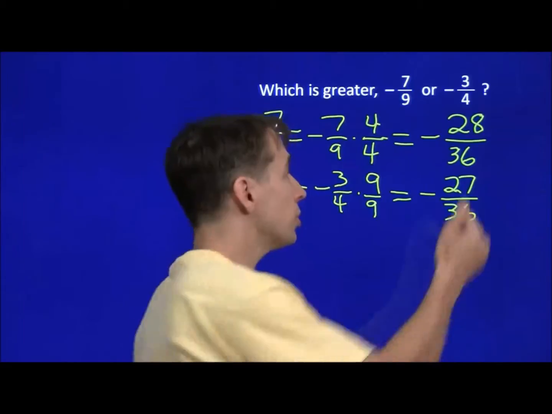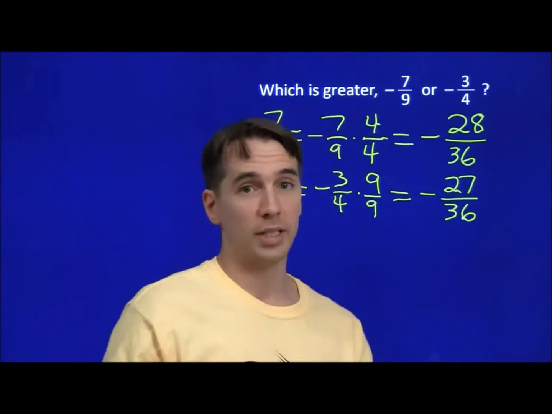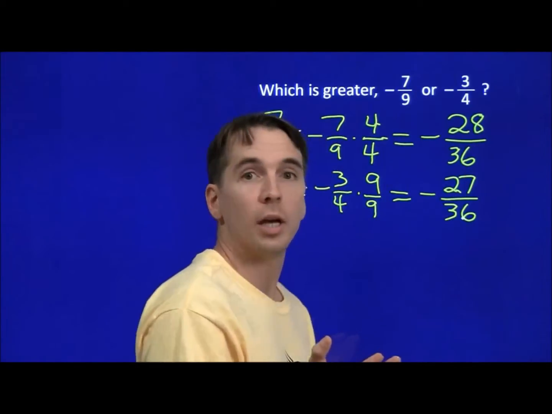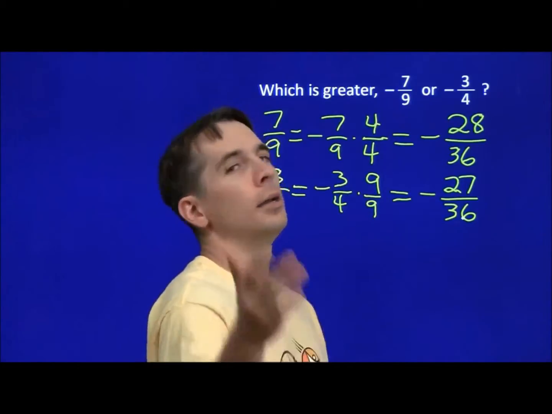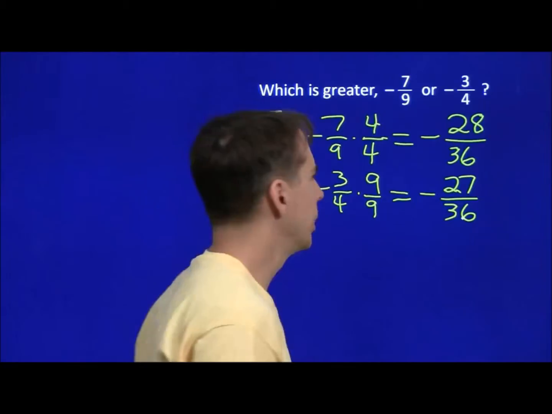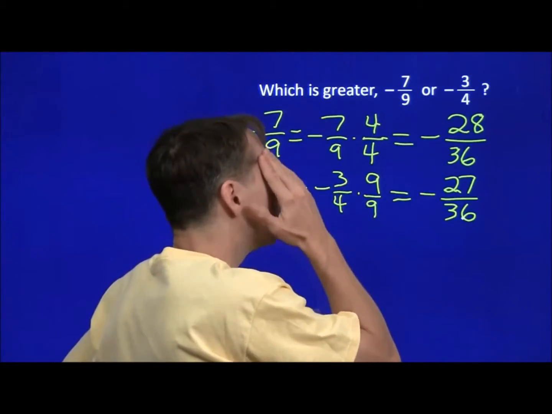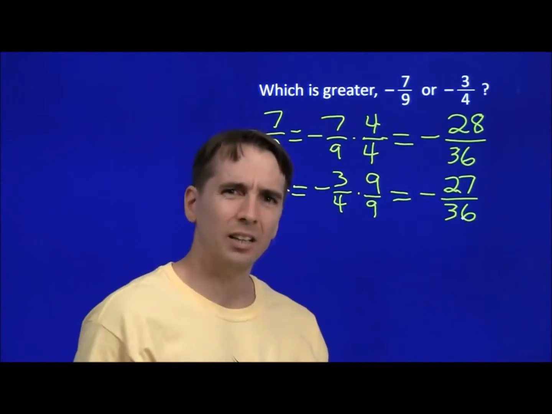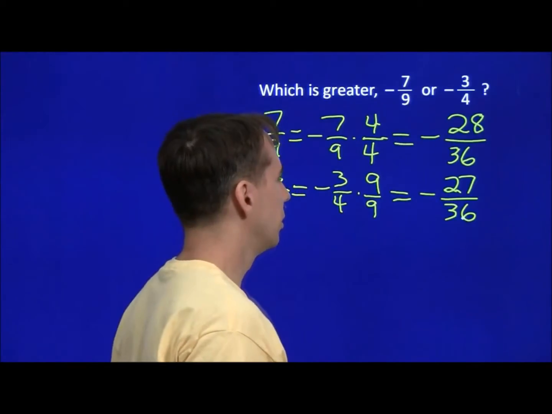28 over 36, we know that 28 over 36 is larger than 27 over 36. What's that? Oh yeah, the negatives. Can't forget the negatives. Thanks for reminding me. We have to deal with the negatives. How does the fact that these are negative change anything?